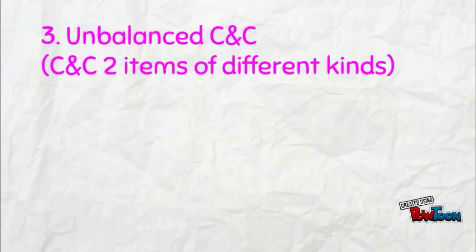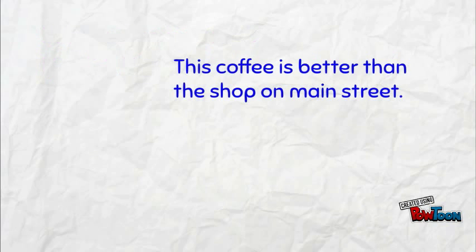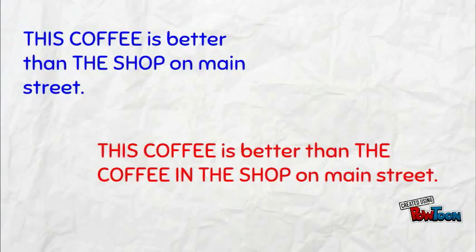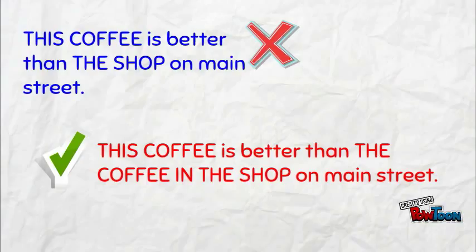The last mistake happens when you compare and contrast 2 items of different kinds. Now we have 2 sentences. The first one is, this coffee is better than the shop on Main Street. The second one is, this coffee is better than the coffee in the shop on Main Street. Which do you think is the right sentence? Of course, it's the second one. This coffee is better than the coffee in the shop on Main Street.